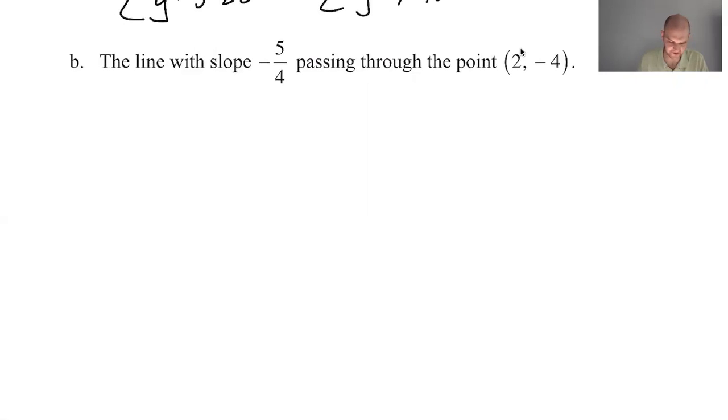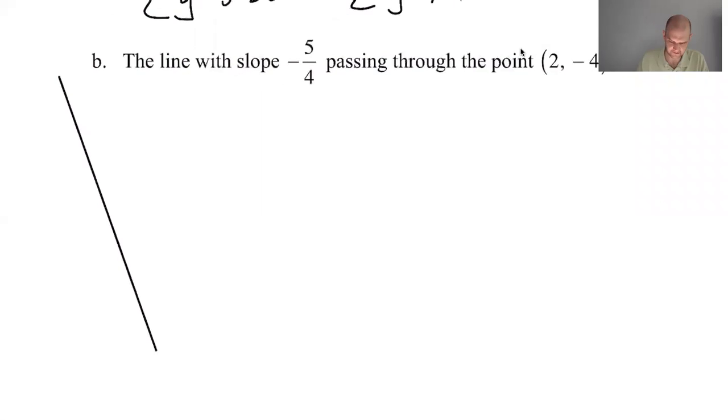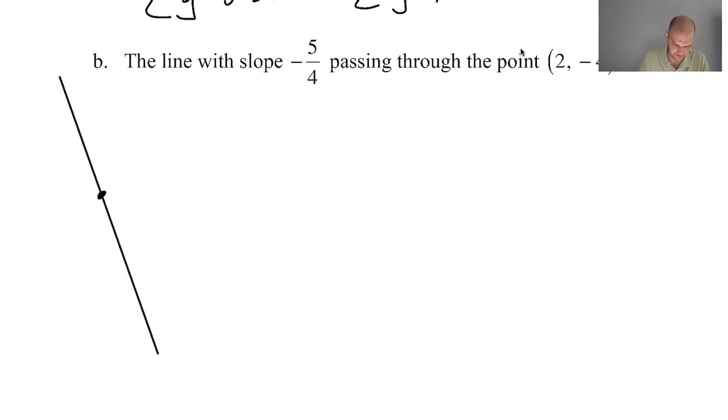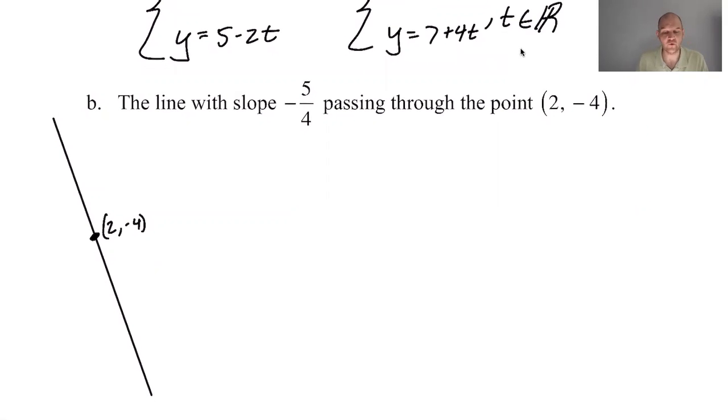You don't really need a picture. They can be helpful, I guess. Let's say that this is our point, (2, -4). And then our slope is -5/4, or -5/4, or 5/4. All of these are important.